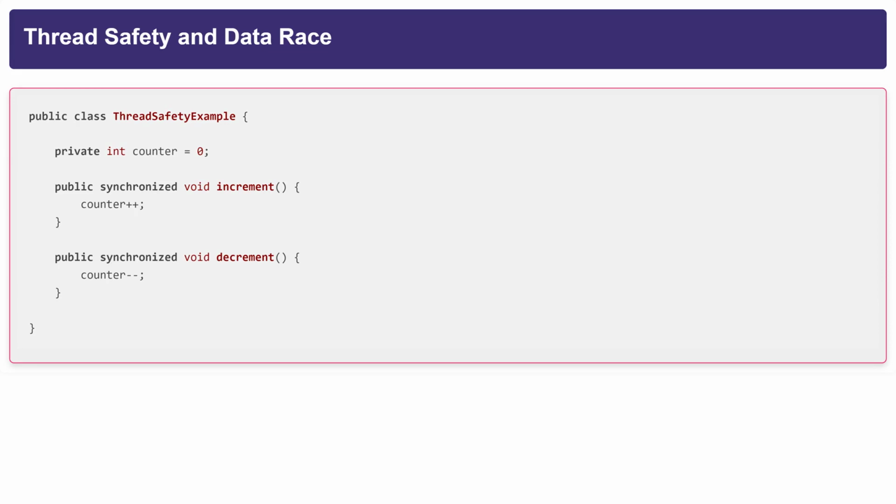To ensure thread safety, the increment and decrement methods are synchronized using the synchronized keyword. This means only one thread can execute these methods at a time, avoiding any data race. By synchronizing the methods, we ensure that any modifications to the counter variable are atomic and consistent.